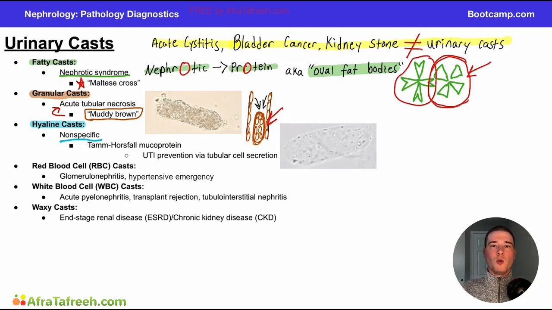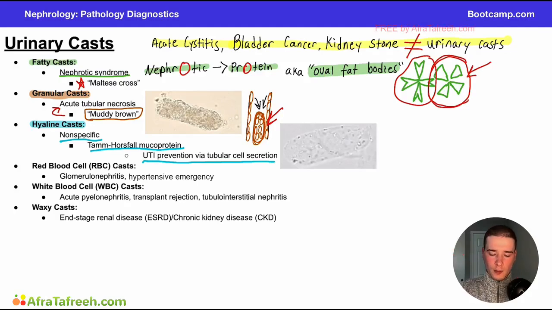An associated word that I want you to be familiar with, as sometimes it is used in test questions, is this Tamm-Horsfall mucoprotein. This is also called uromodulin. Uromodulin is the most abundant protein excreted in the urine, and it's thought to play a role in UTI prevention via tubular cell secretion. This is not something I've seen commonly tested, but again, I just want you to be familiar with this word of Tamm-Horsfall protein or uromodulin in case it shows up in a question stem. That way you have an idea of what they're talking about. They're probably talking about the non-specific hyaline cast.